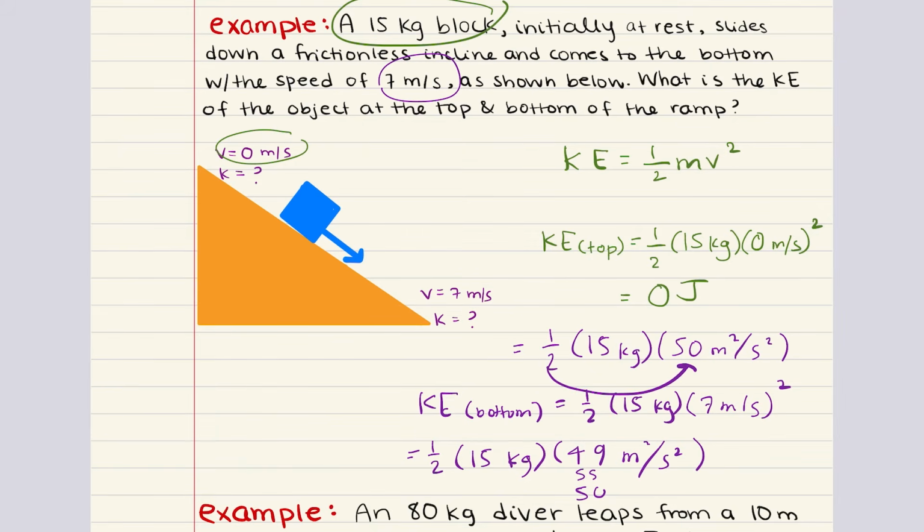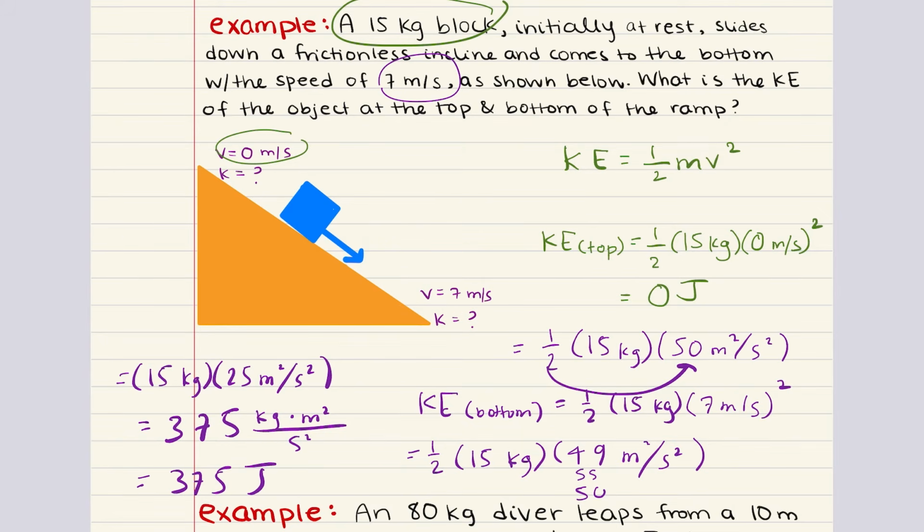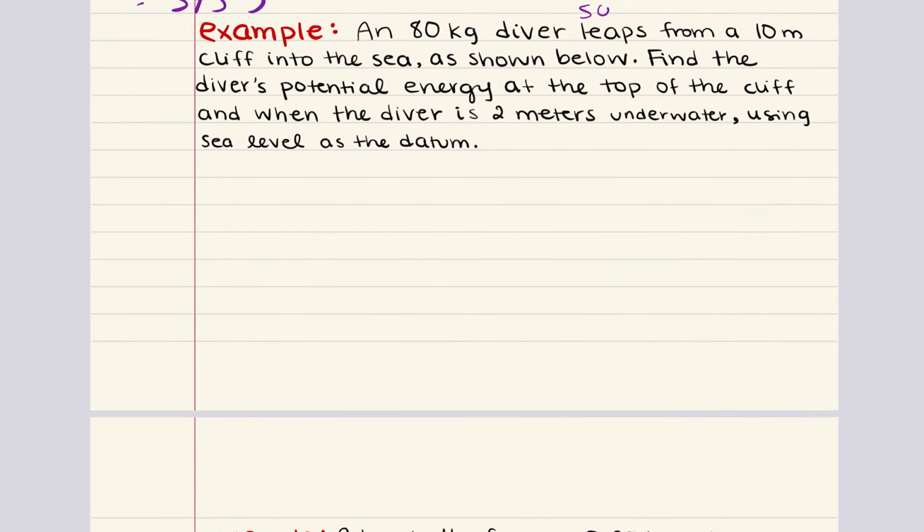Now 1/2 multiplied by 50 is 25. So now we have 15 kilograms multiplied by 25 meters squared per second squared. 15 multiplied by 25 is going to be 375, and this is going to be kilograms multiplied by meters squared over seconds squared. So this is 375 joules. So the kinetic energy of the block at the bottom of the ramp is going to be 375 joules. And there we have it. We've solved this problem. Let's jump into our next example problem.